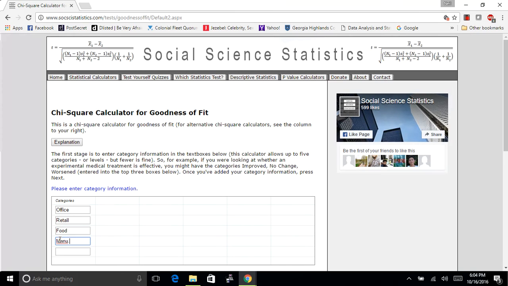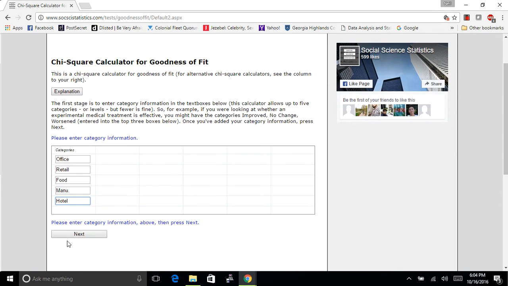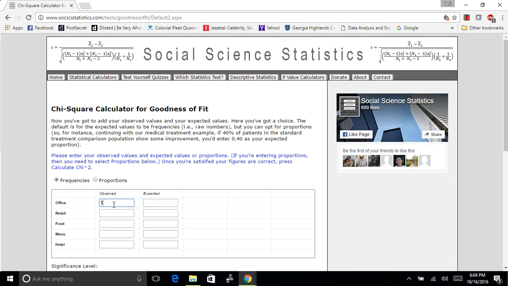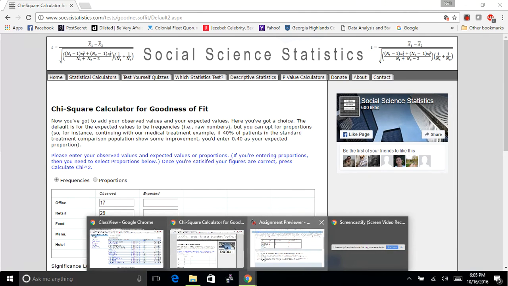Do manufacturing. I'm going to make that small, and then I'm going to do hotel. Okay, so then I enter in my categories and I hit next. It wants my observed, in this case the numbers that were given to me. So 17, 29, 35, 21, and 7. And let me go back right now and let me show you the problem.